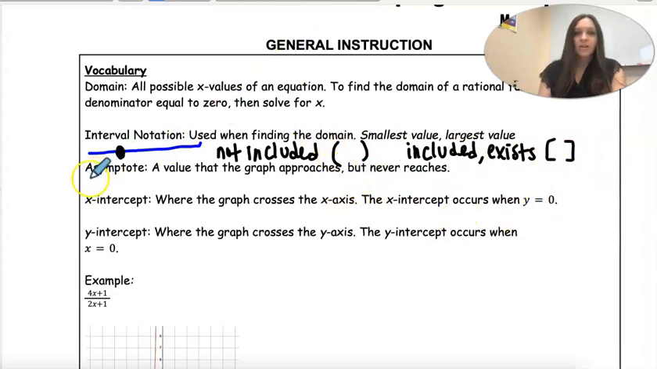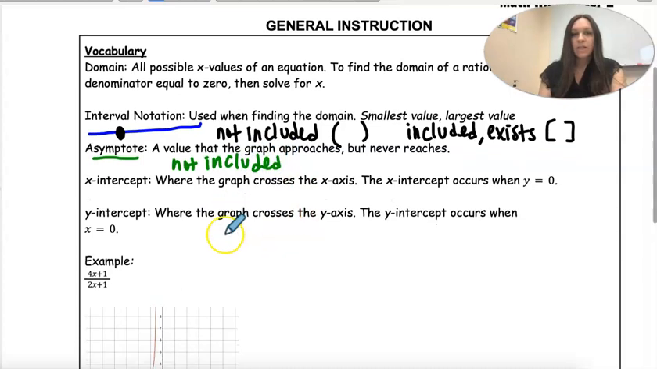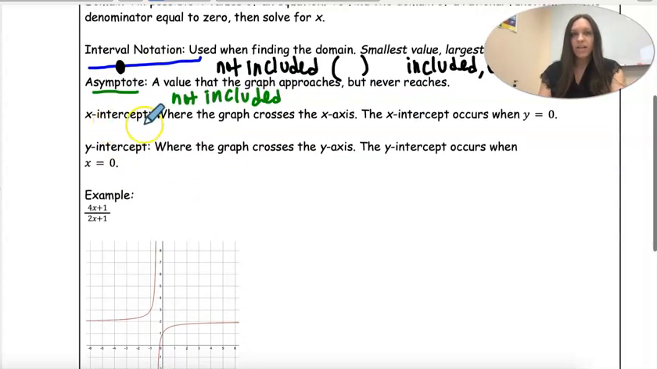Okay, we're going to look at things called asymptotes. That's a value that the graph approaches but never reaches. So an asymptote, that's a value that's not included. And then intercepts, as a review, we have x-intercepts where we cross the x-axis, a y-intercept where we cross the y-axis. Okay, and we write those as points. So an x-intercept is an x value when y is 0. A y-intercept is a y value when x is 0.